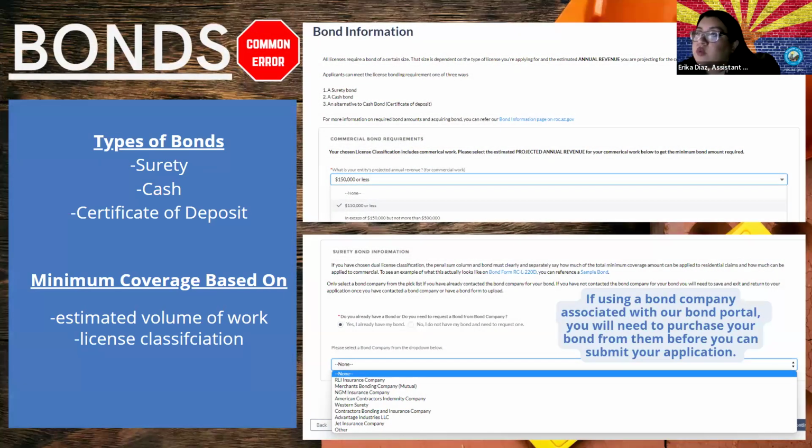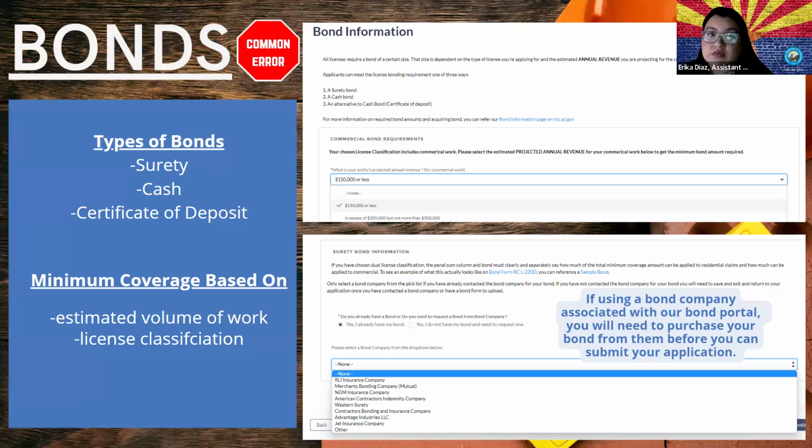All right, so now we're looking at bonds. This is another error that we see almost every day. There are 3 types of bonds that you are able to get for your license. Surety, which is the most common. You get those from any insurance company or bonding company, your choice on which company you choose to utilize for that.